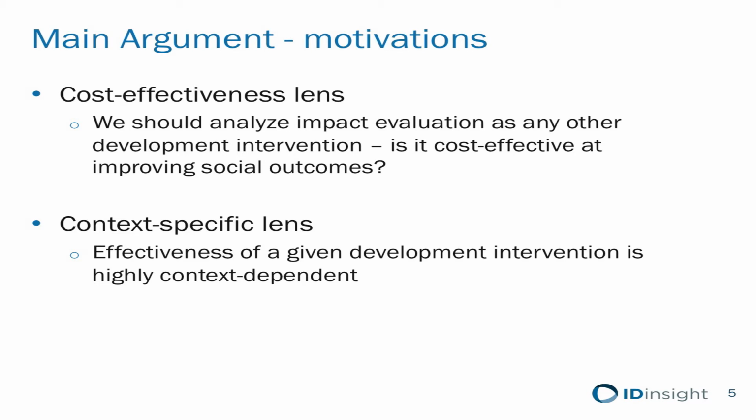So the main argument that I want to make, and before I make it, is just to tell you what lens we're approaching this with. The first is a cost-effectiveness lens. So we think that we should think about the future of impact evaluation the way we think about any other development intervention. That is, how can we make it as cost-effective in improving social outcomes as possible? And the second is a context-specific lens. So we have a strong hypothesis, which is backed up by some evidence, that most development interventions are highly context-dependent, and that informs the way we think about evidence generation and use.